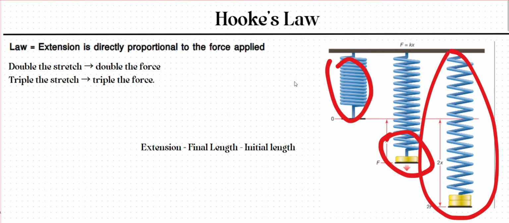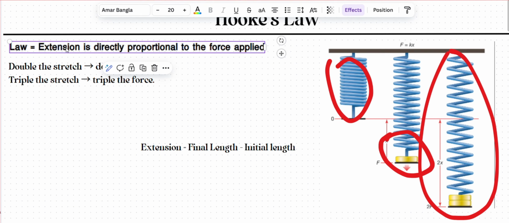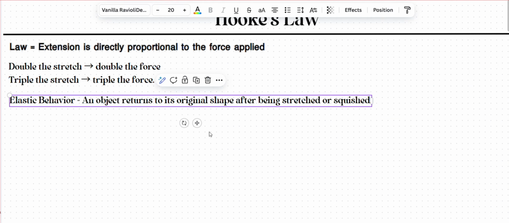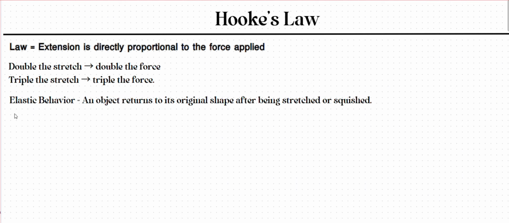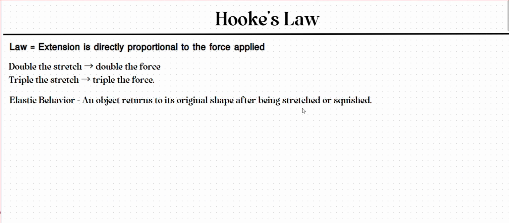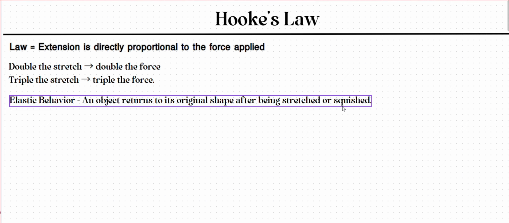In some questions during your exams, they might ask simple questions. First, what is Hooke's law? If they ask that question, then just give this explanation: extension is directly proportional to the force applied, and you will get 2 marks. Now the second question they might ask in your exam hall is this: what is elastic behavior? Elastic behavior is an object that returns to its original shape after being stretched or squished. So if the spring or any object does not return to its original position after it's been expanded, stretched or squashed, then just know it does not obey elastic behavior.